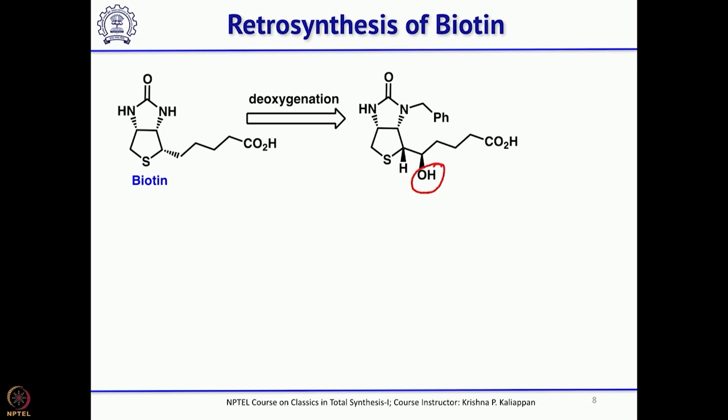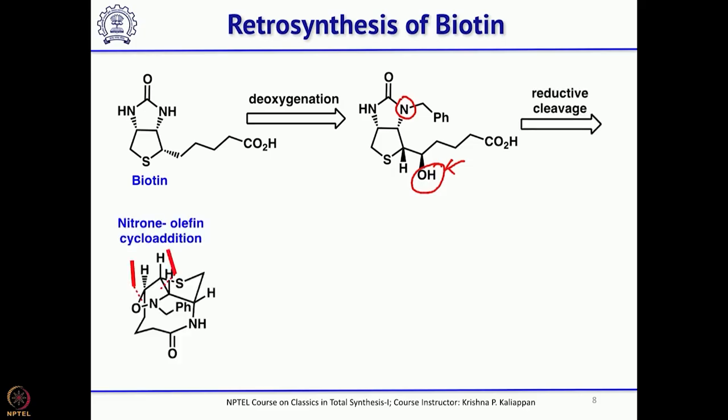As I said, when you do a 1,3 dipolar cycloaddition between a nitrone and an alkene, you get isoxazolidine. And if you cleave the N-O bond, you get amine and alcohol. So that's why they deliberately put this hydroxyl group, so that this hydroxyl group along with this nitrogen can form during the dipolar cycloaddition. If you look at this complex structure, this is formed. If you cleave this N-O bond, you will get this.